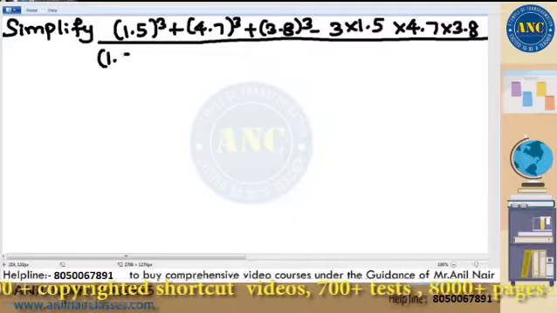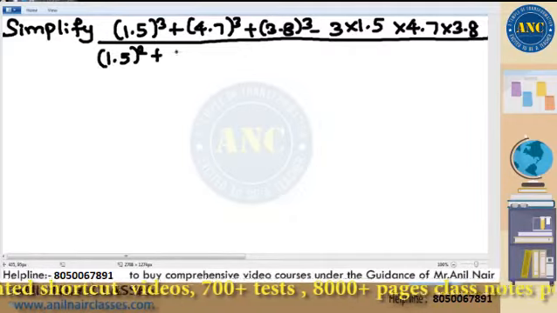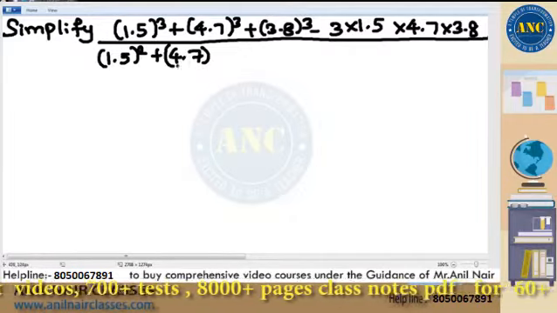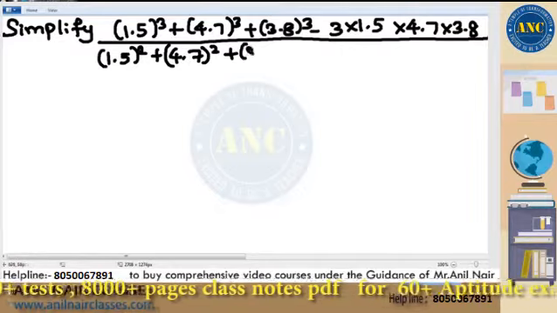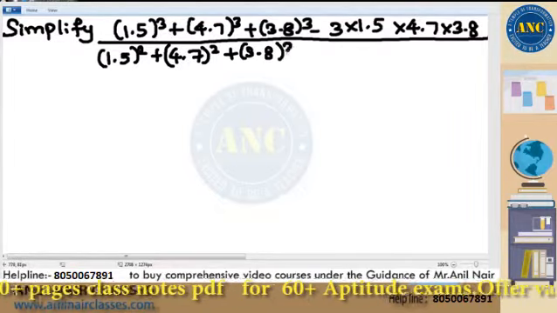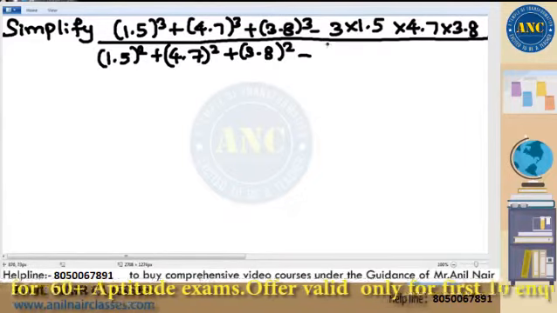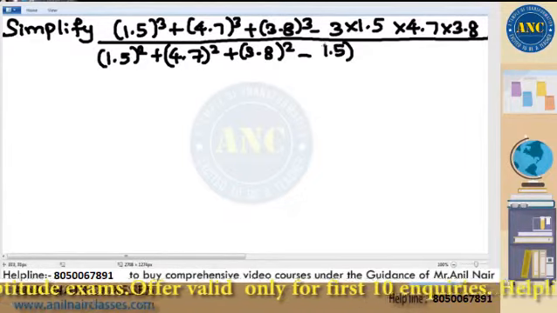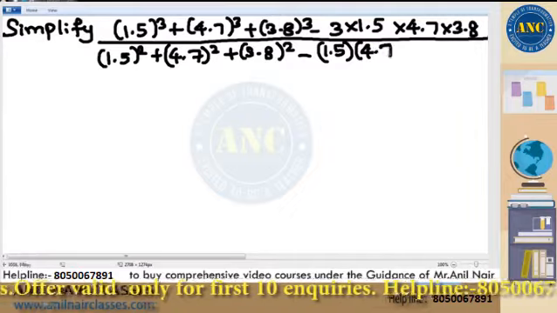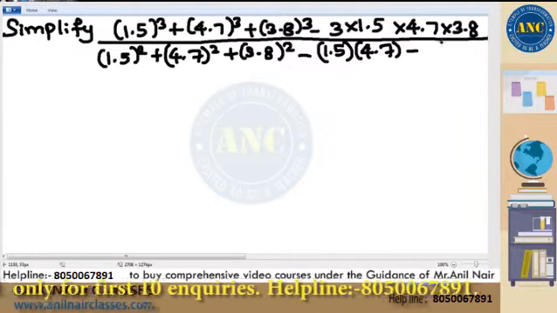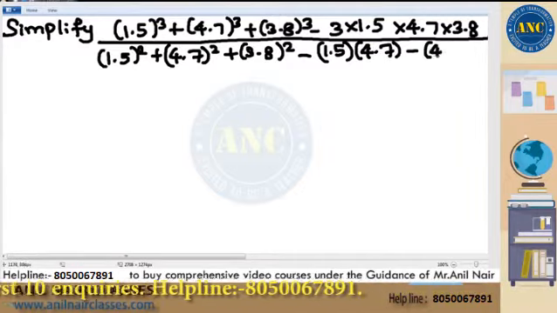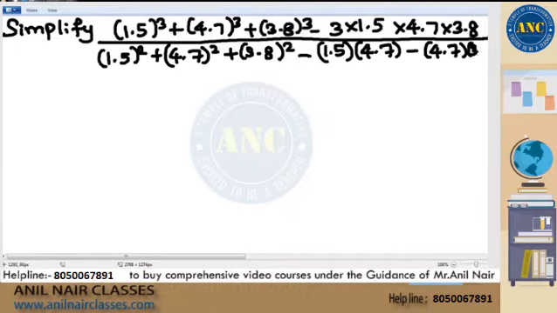this is nothing but 1.5 square plus 4.7 square plus 3.8 square, minus 1.5 into 4.7 minus 4.7 into 3.8 minus 3.8 into 1.5. I need to simplify this entire value.